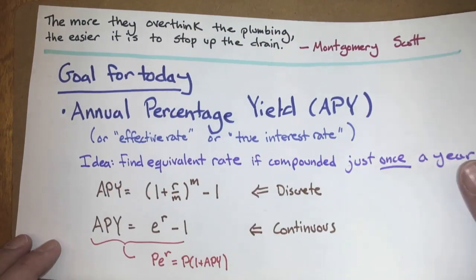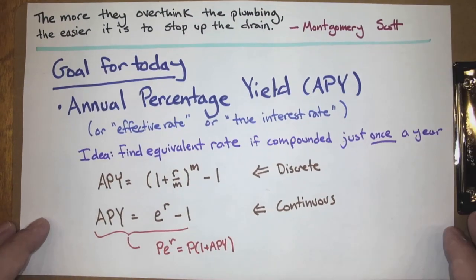Okay. Throw in a fun quote from Montgomery Scott, you might recognize as a character from Star Trek. Said, "The more they overthink the plumbing, the easier it is to stop up the drain." And that is to say, don't try to make things complicated if they don't need to be complicated. Keep it simple.